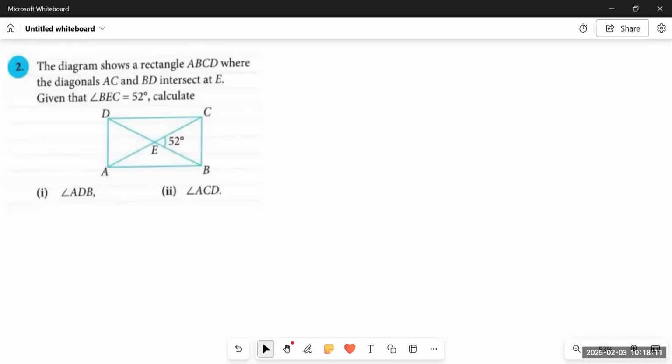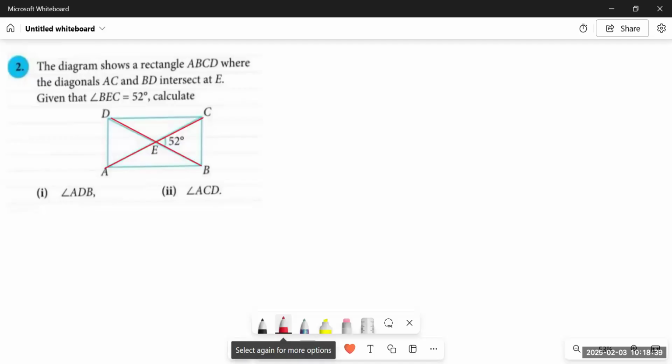In question number 2, we will learn one more property: if two diagonal lines in a rectangle cut each other, they bisect each other. What does it mean? We can see there are two diagonal lines, one from A to C and the other one from D to B. These are the two diagonal lines, okay?